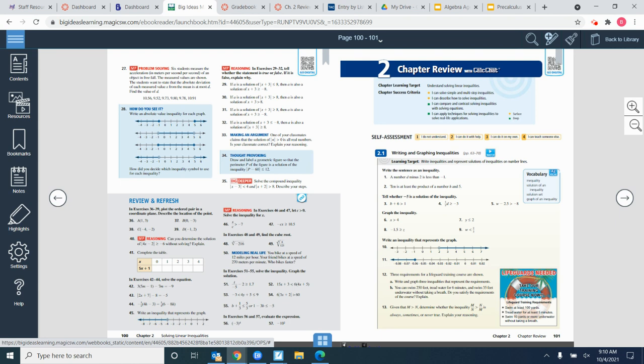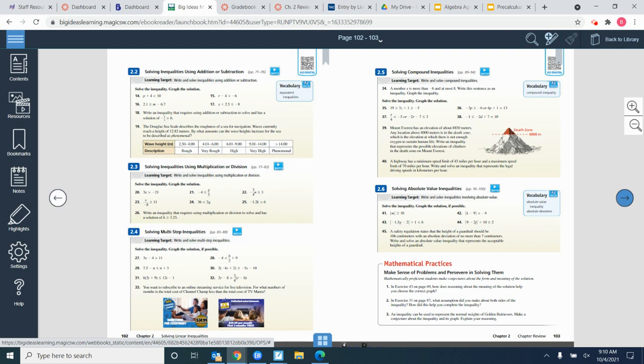So 2.1, it goes through here. Now it says writing and graphing inequalities, 63 to 70. So that's what page that occurs on. I'm just going to hop to the next page here for a second. 2.2, 2.3, 2.4, 2.5. There's some problems from each of those sections. We did not do 2.6. You do not need to do 2.6, okay?